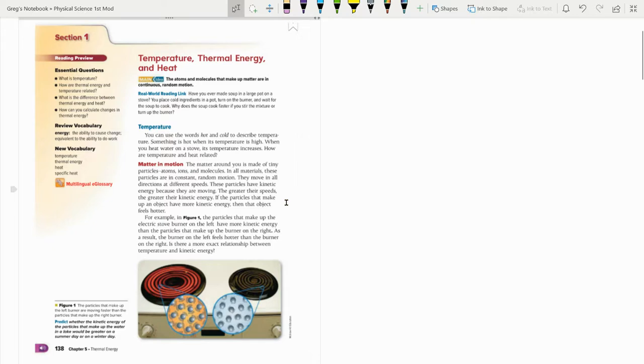All right, so this brings about the kinetic theory of matter. It just calls it right here matter in motion. This is super important, from astronomy on down to physical science here. All matter is made up of tiny particles. We're going to explore atoms and molecules, but right now we're going to call them tiny particles. So all matter, anything that takes up space and has mass, is made up of tiny particles.